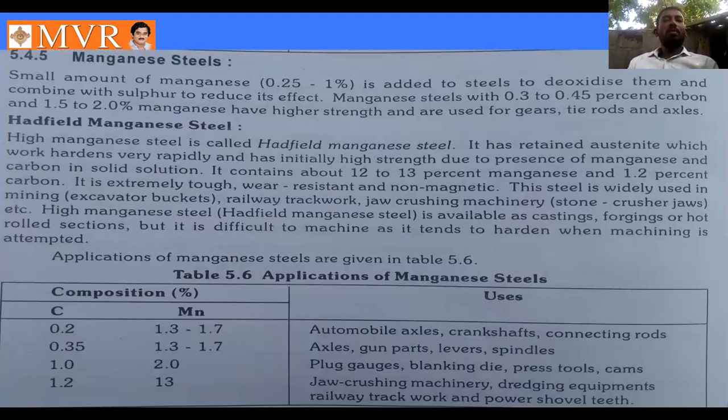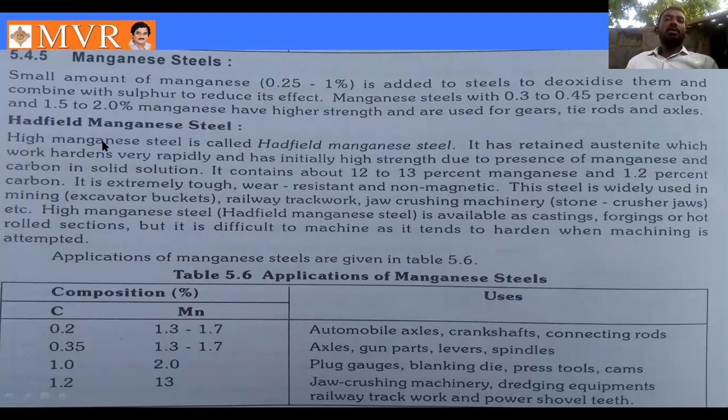A small amount of manganese, 0.25 to 1%, is added to the steel. It deoxidizes the steel and combines with the sulfur to reduce its effects.